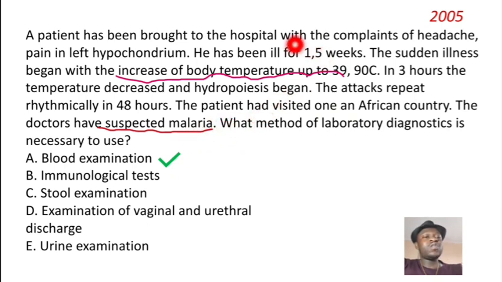So after about 1.5 weeks, here the plasmodium is already in the erythrocytes. These fevers are happening, as I just told you, in the period of bursting of erythrocytes, right? So for diagnosis, definitely you need blood examination, right? So blood examination is the answer.